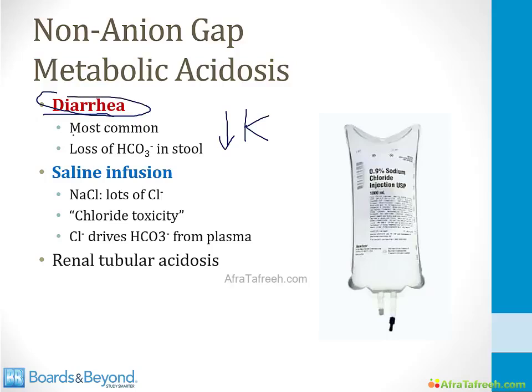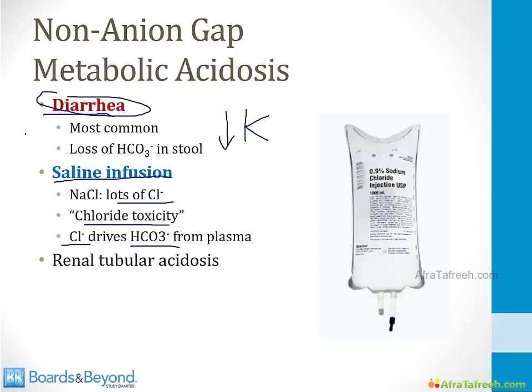Second most common cause of non-anion gap metabolic acidosis that you'll see is saline infusion. When you infuse sodium chloride into a patient in the hospital, that sodium chloride contains lots of chloride ions. This causes a problem that's referred to as chloride toxicity. Chloride is negatively charged and it drives negatively charged bicarbonate from the plasma, and therefore anyone receiving sodium chloride, especially if you give them a lot of it, is going to develop a non-anion gap metabolic acidosis.